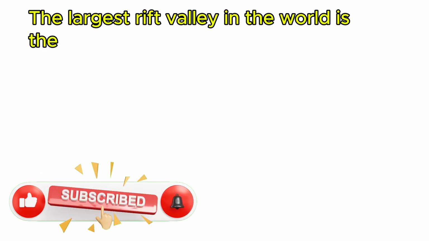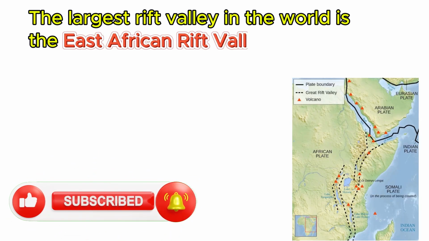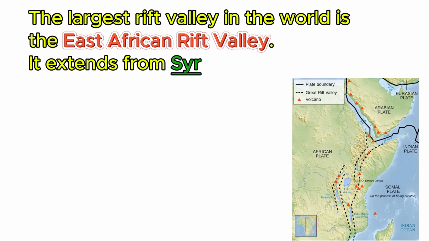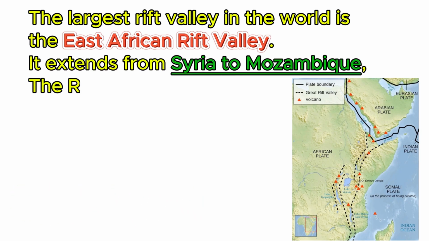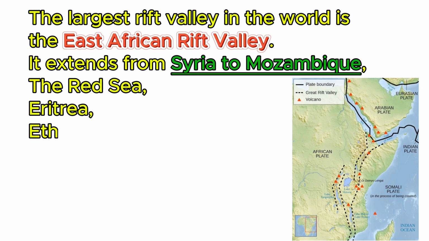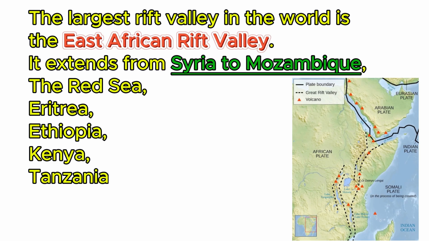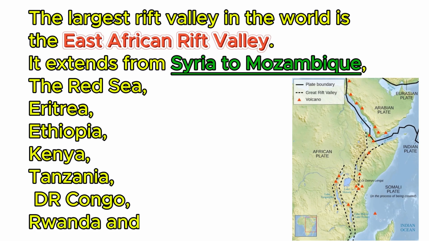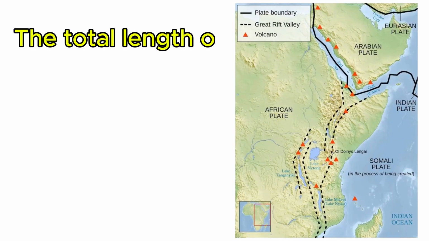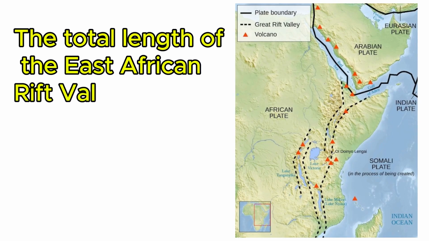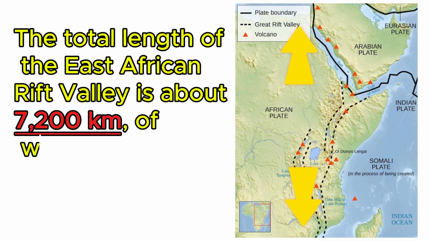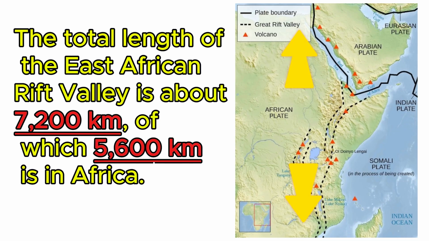The largest rift valley in the world is the East African Rift Valley. It extends from Syria to Mozambique, passing through the Red Sea, Eritrea, Ethiopia, Kenya, Tanzania, Democratic Republic of Congo, Rwanda, and Burundi. The total length of the East African Rift Valley is about 7,200 kilometers, of which 5,600 kilometers is in Africa.